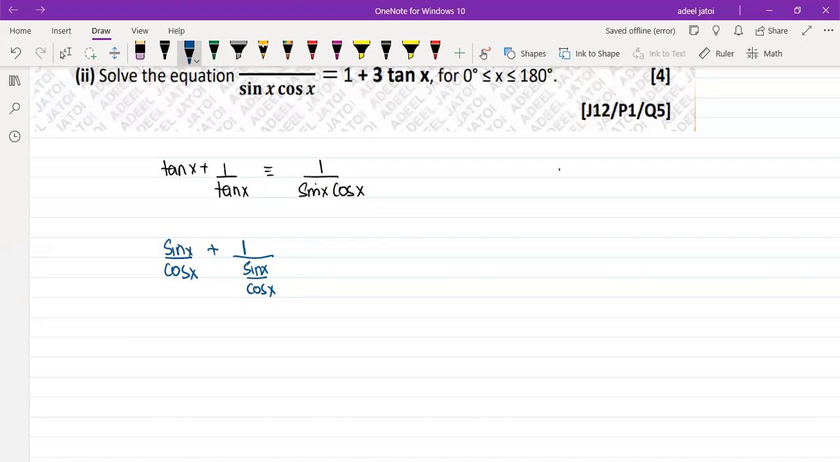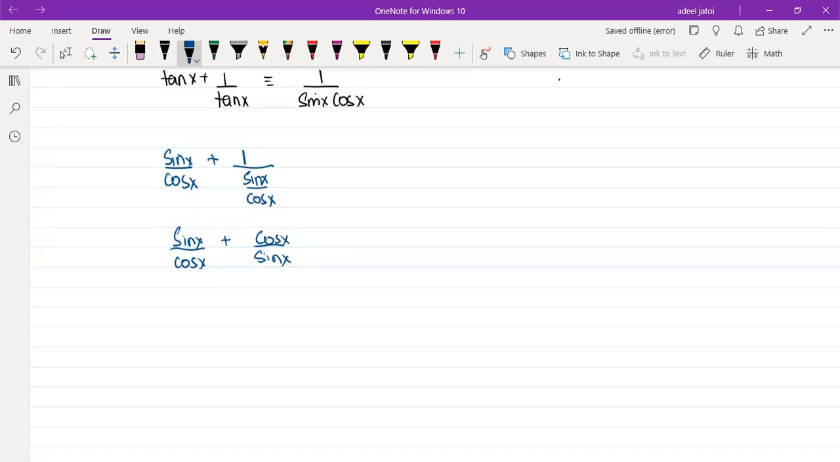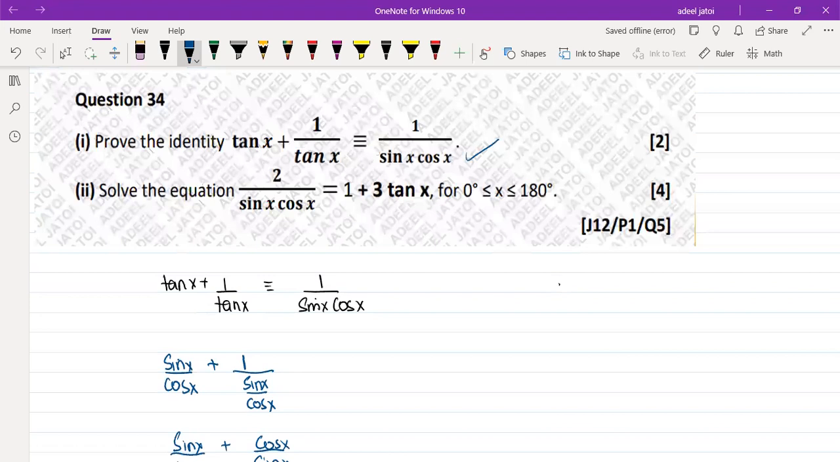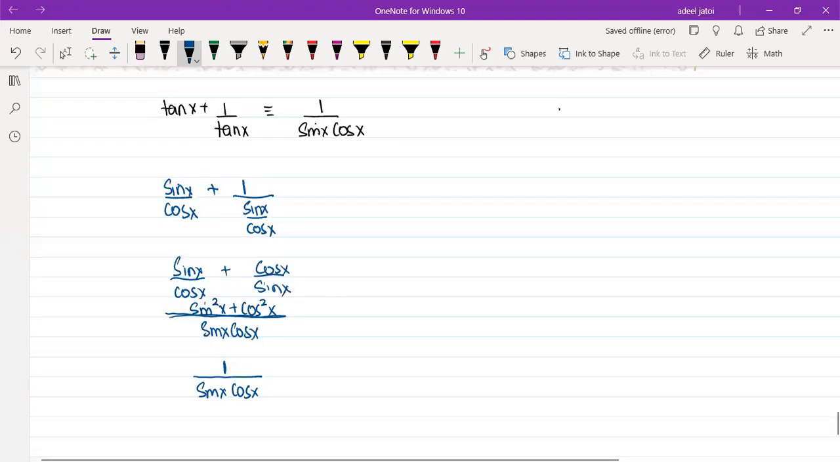We can take the reciprocal of sin x upon cos x, and this becomes sin x upon cos x plus cos x upon sin x. The LCM for this is sin x cos x. So this becomes sin square x plus cos square x over sin x cos x, which is equivalent to 1 upon sin x cos x. So this is what we had to prove in part 1.